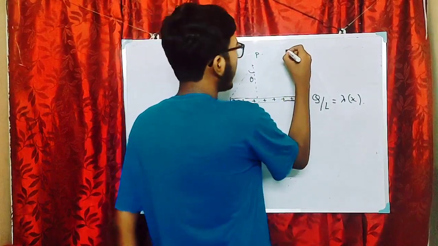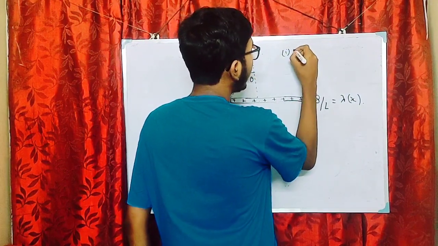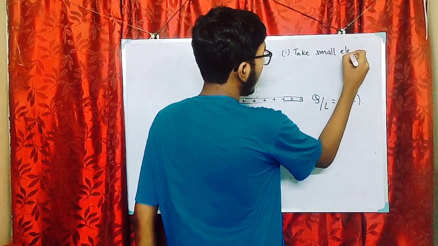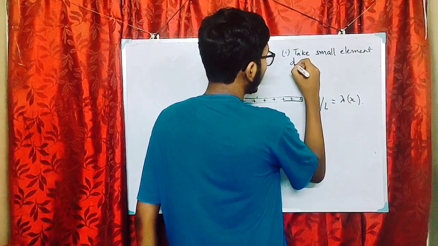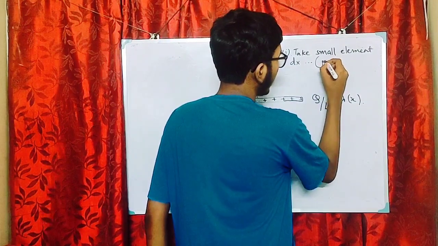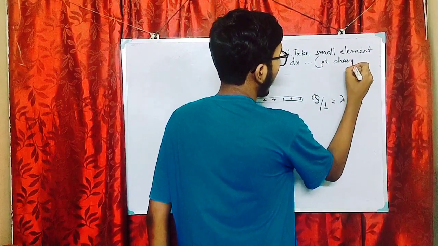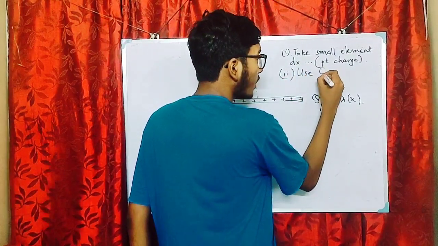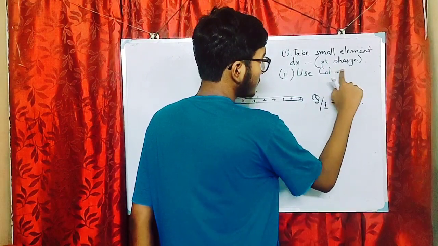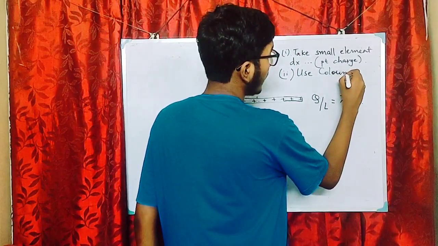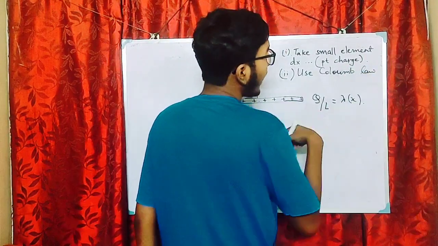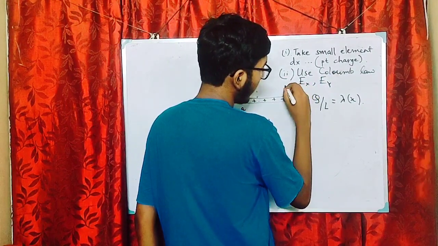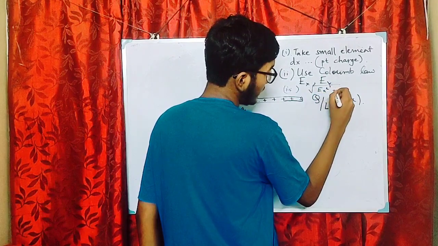So what we do here is first take a small element dx which behaves as a point charge. Okay, next use Coulomb's law and find out Ex and Ey, and at the end the answer is root under Ex square plus Ey square, right?